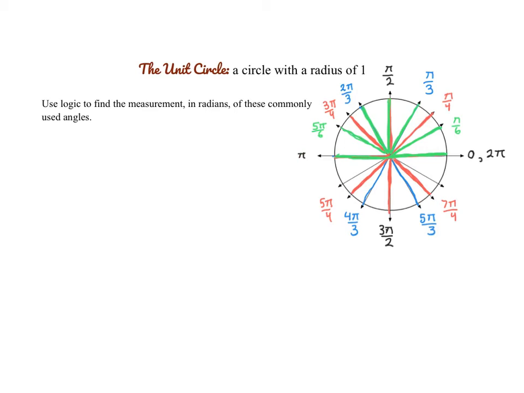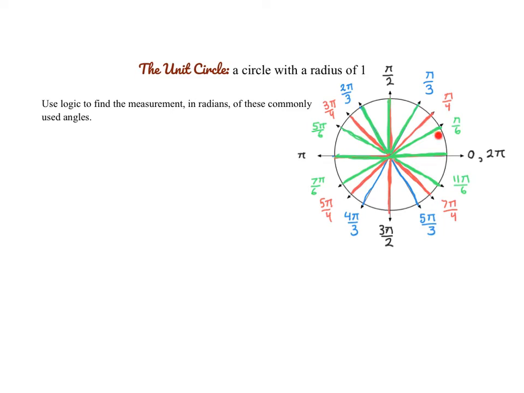Let's continue. This gives us 7 pi over 6, and then we have 8 pi over 6, 9 pi over 6, 10 pi over 6, and then 11 pi over 6 here. And then that brings us back to 12 pi over 6, which is simplified. So you can see that just by using logic and fractions, if we know that a full rotation is 2 pi, we can break down our commonly used angles just into fractions of pi.